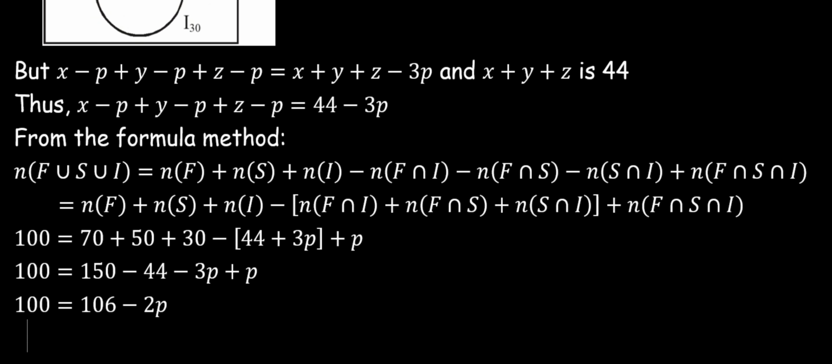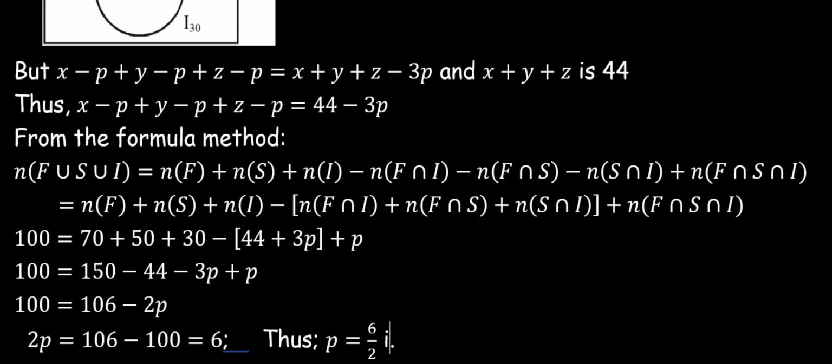And making 2p the subject of the formula, we have 2p equals 106 minus 100. Then 2p equals 6. Thus, p equals 6 over 2, which equals 3.